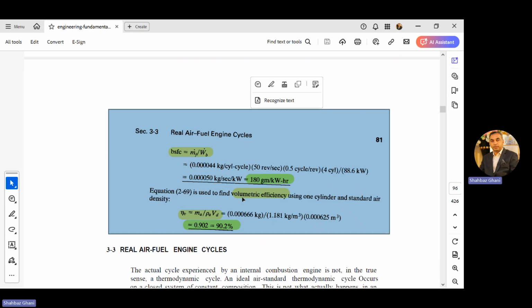At the end, we find the volumetric efficiency for one cylinder using standard air density. Volumetric efficiency, as we know, is equal to the mass of the air divided by the density of the air at standard conditions times the displacement volume of one cylinder. Putting in the values, the volumetric efficiency is 90.2%. So this is how we do the thermodynamic analysis of an engine.